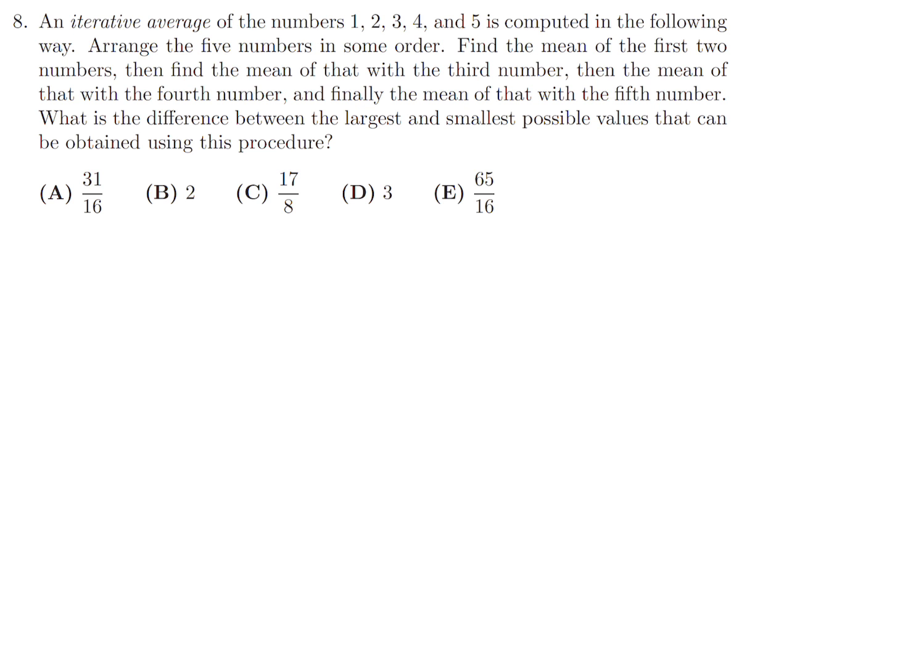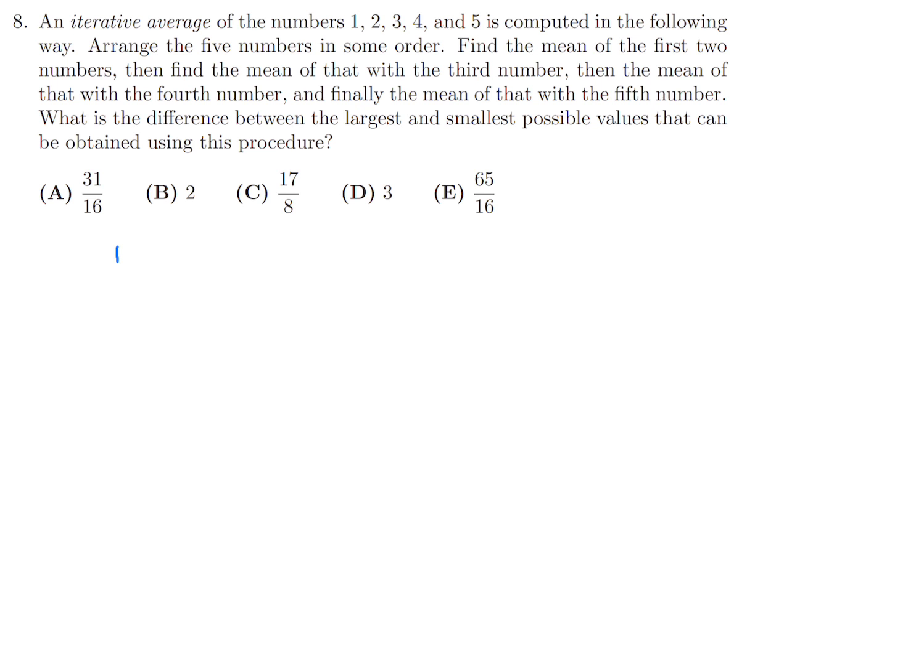An iterative average of the numbers 1 to 5 is computed in the following way. Arrange the 5 numbers in some order. Find the mean of the first 2 numbers, then find the mean of that with the third number, then the mean of that with the fourth number, and finally, the mean of that with the fifth number. What is the difference between the largest and smallest possible values that can be obtained using this procedure?